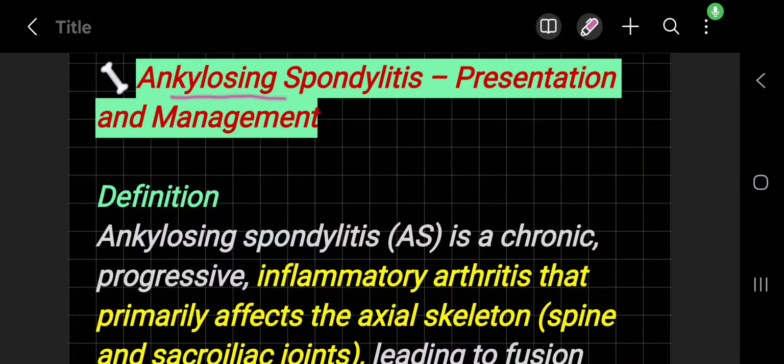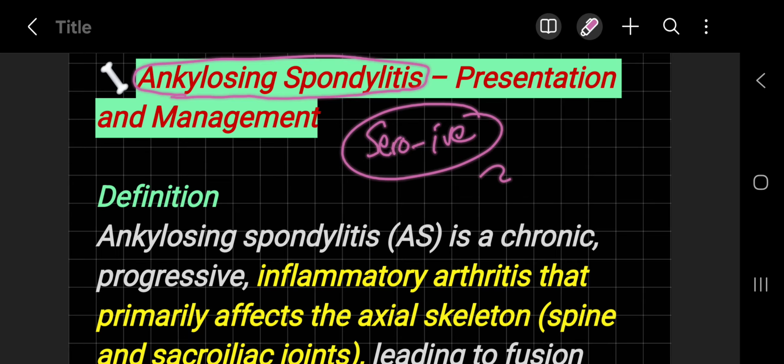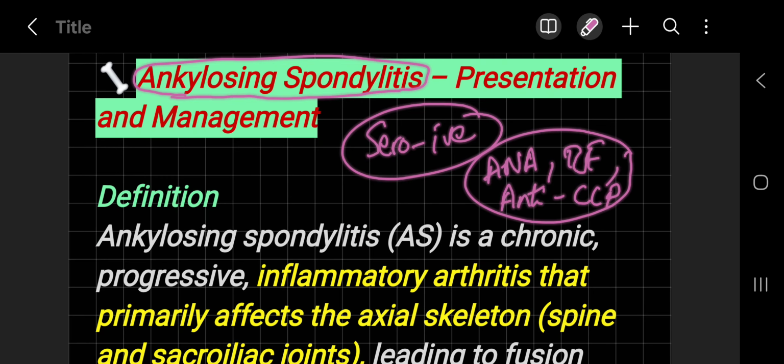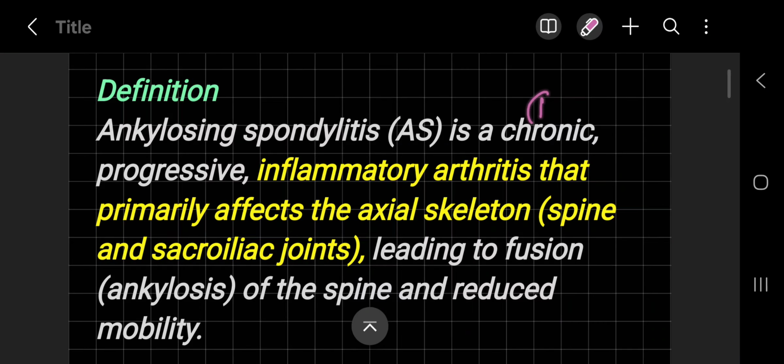Let's discuss a very important seronegative spondyloarthropathy, ankylosing spondylitis. It is seronegative because it does not contain any ANA, any RF, any anti-CCP. So these antibodies are not present in these seronegative arthropathies. It is a chronic progressive inflammatory arthritis that primarily affects your axial skeleton, for example the spine, sacroiliac joints, and chest, and it leads to fusion of the spine.